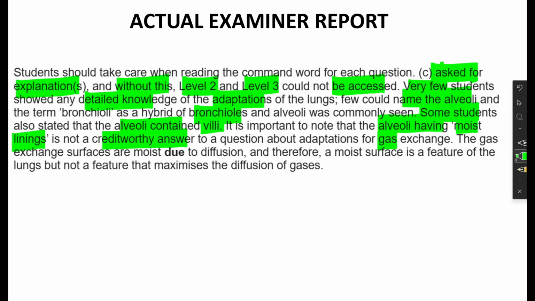Moist lining of the alveoli is not a credit-worthy answer, and the reason for this is that a moist lining is not an adaptation for gas exchange. The gas exchange surfaces are moist due to diffusion, but they are not an adaptation. They are not maximizing diffusion of gases.